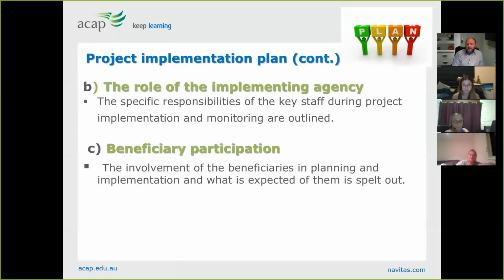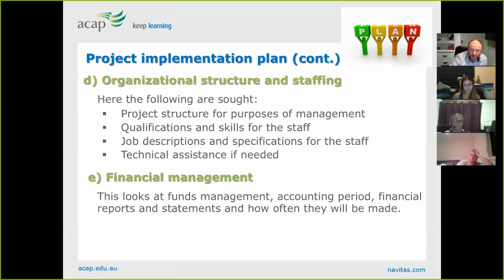PIP plan continued. The role of the implementing agency, the specific responsibility of key staff during project implementation and monitoring are outlined, and beneficiary participation, the involvement of the beneficiaries in planning and implementation and what is expected of them is spelt out. So we're talking about organisation structure and staffing, and most importantly, financial management. When funds are going to be released, that all has to be in the plan as well.